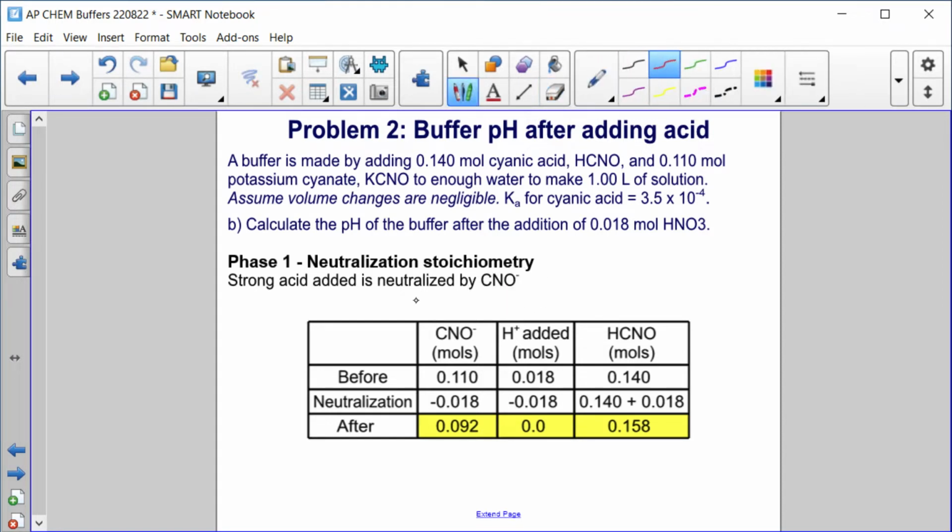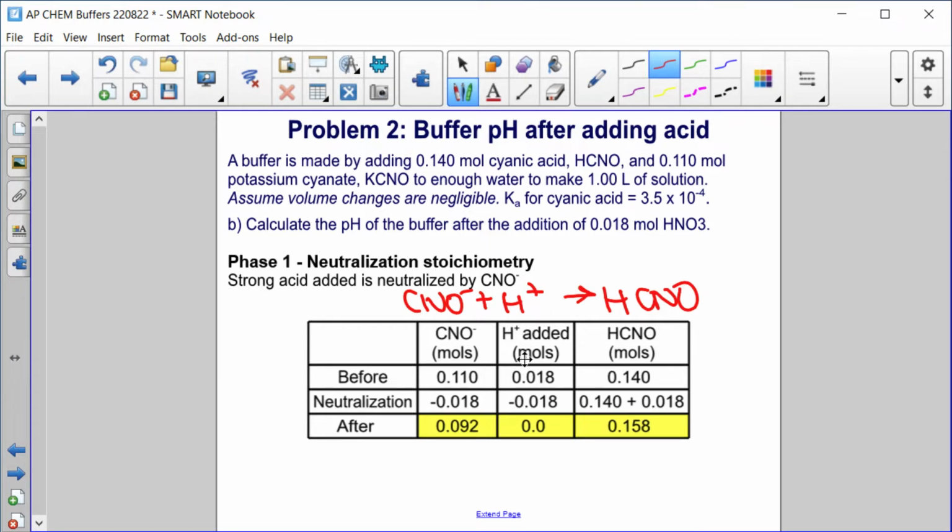So the neutralization reaction looks like this. CNO minus plus the addition of this strong acid, which is H plus, will produce that weak acid that's in the buffer, HCNO. So these before amounts, these initial amounts are given in the problem. We start with 0.110 moles of CNO minus and 0.140 moles of HCNO.